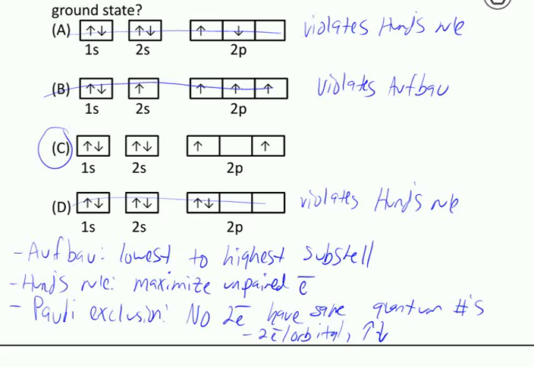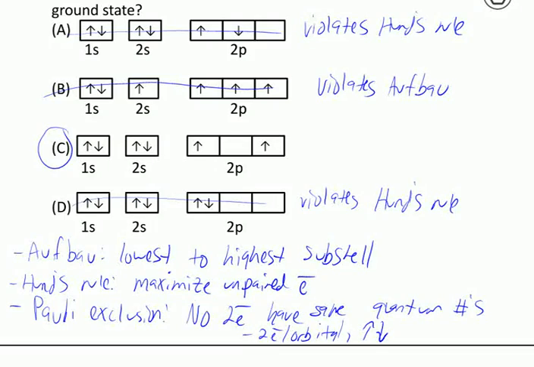But for this one, we just evaluate the Aufbau principle and Hund's rule, and that zones in on choice C. So choice A is incorrect because if you were going to fill them one at a time, they have to have the same spin.